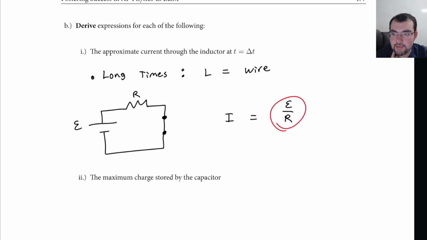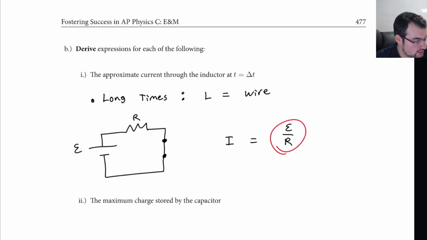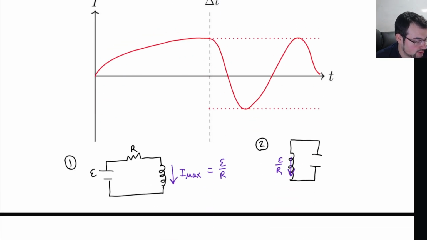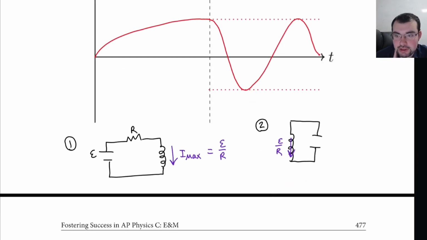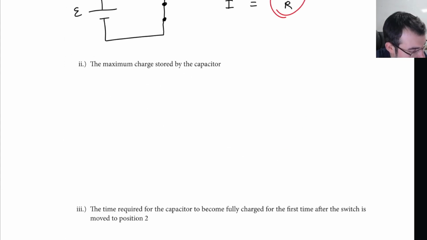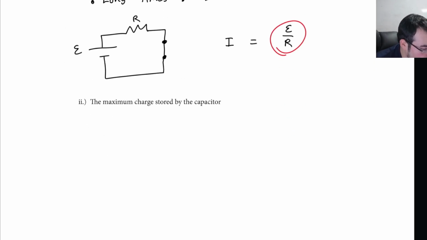All right, maximum charge stored by the capacitor. So here's where we use energy conservation, because we just found what the max current is. As soon as I flip the switch, this is actually a case where all of the energy is stored in the magnetic field to begin. So we know that I max is epsilon over R. So we can start by saying the maximum energy I can store in the B field is equal to the maximum energy I can store in the E field.